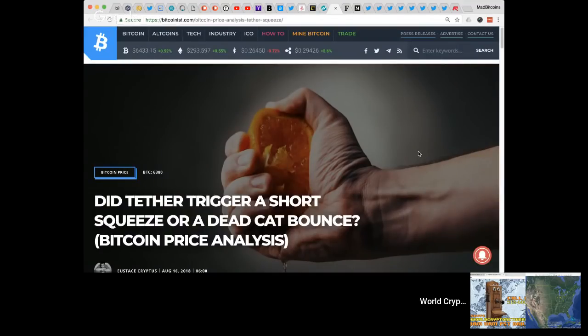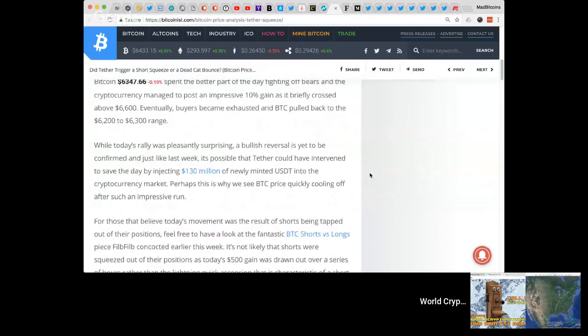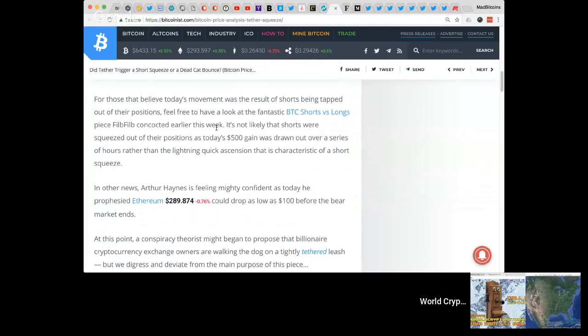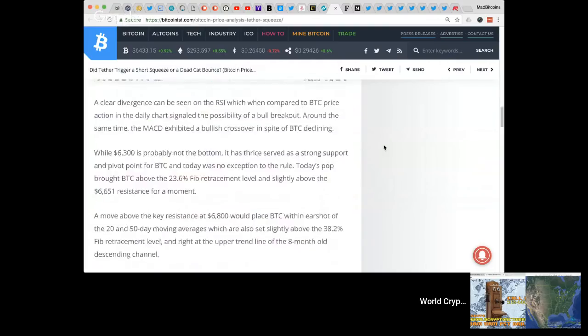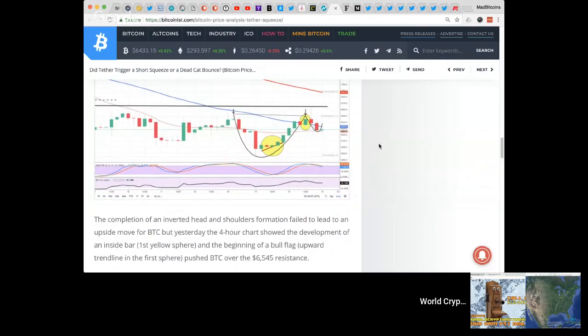Did Tether trigger a short squeeze or a dead cat bounce? Once again, look at how these economists do it. They're predicting both sides of this. They're asking a question. They're not providing you with any information. I'm not sure why you guys don't get that. It can't be either or. It has to be one or the other. Schrodinger's cat is alive or dead. We must find out. But Tether printed another $130 million of Tether. Perhaps that's why the price went up and then the price went down. Oh well. Many people believe that it was a short squeeze, meaning that many people were shorting Bitcoin because they thought it was going down.